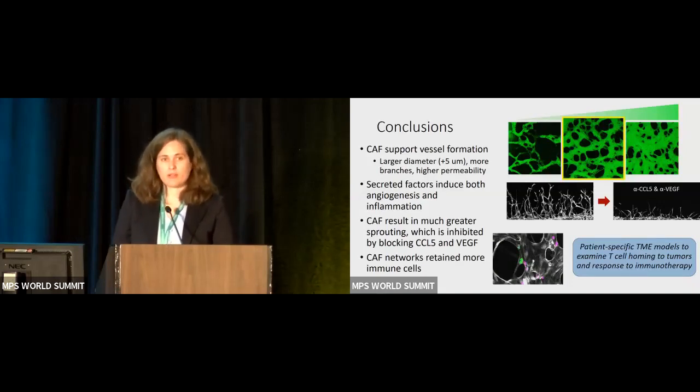And so as we put all of these model pieces together, we're really trying to build these patient-specific models of the tumor microenvironment, where the microvasculature is a fundamental component in order to model T cell extravasation, migration, and homing to these tumors, in order to model more of the components and the steps that are involved in response to immunotherapy, and then hopefully to be able to look at patient-specific responses to immunotherapy in these models.